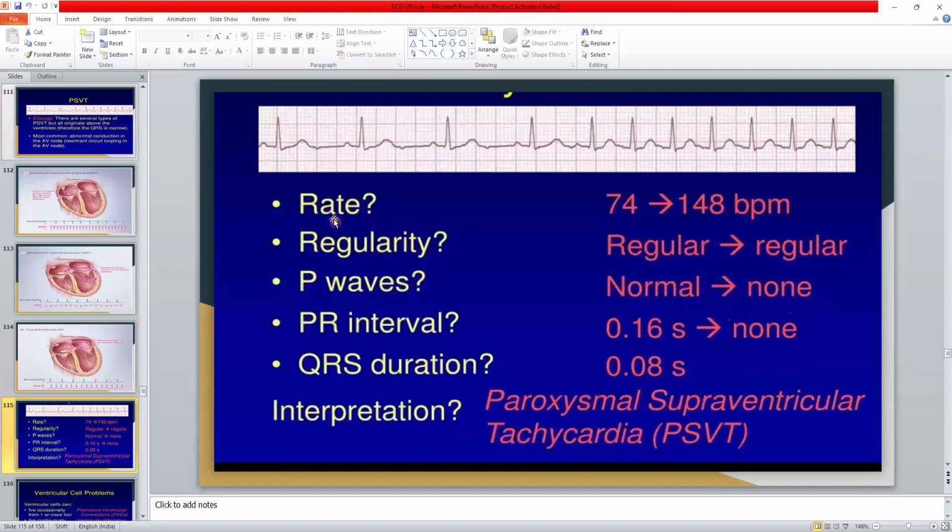So, what is the rate? Rate is 74 initially. It has increased to 148 beats per minute. Regular? Yes. Initially also it was regular. Again also it is regular. P waves? Normal to none. PR interval? 0.16 second to none. QRS duration 0.08 seconds. So, your interpretation is paroxysmal supraventricular tachycardia.